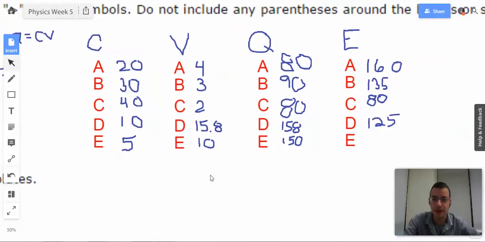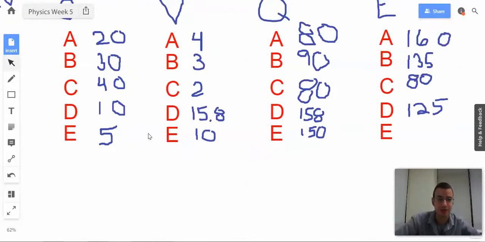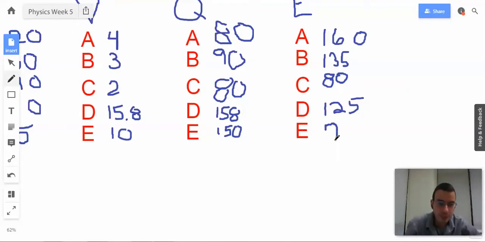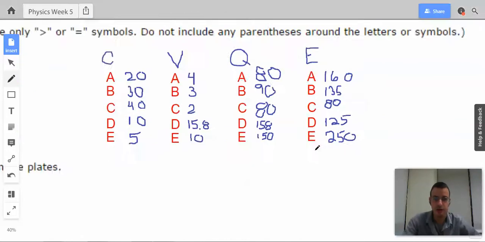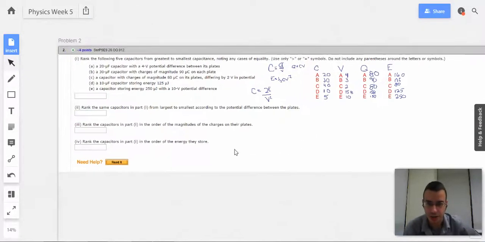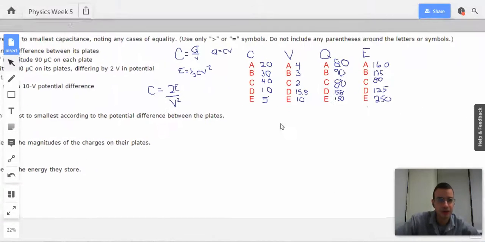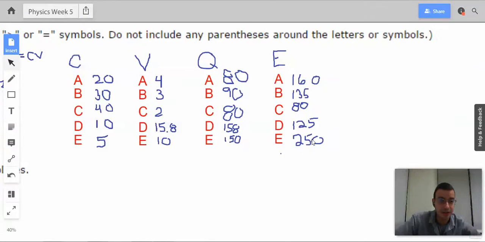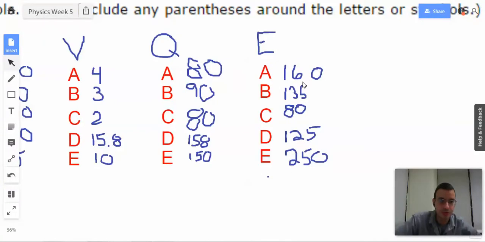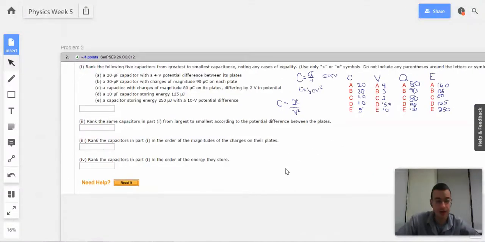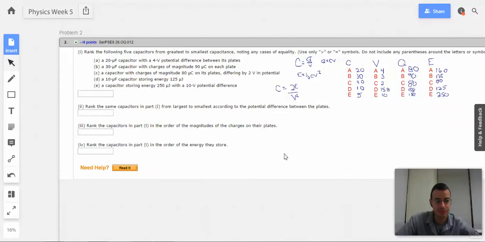So, all right, so this one will be 100 times 5, which is 500, divided by 2 is 250. There we go. Excellent. Rank the capacitors in the order of the energy they store. Okay, so we'll say E is greater than A, which is greater than B, which is greater than D, which is greater than C. And bam, got it. Winning. Okay, and that's all there is to this problem. Sounds good? On to number 3.